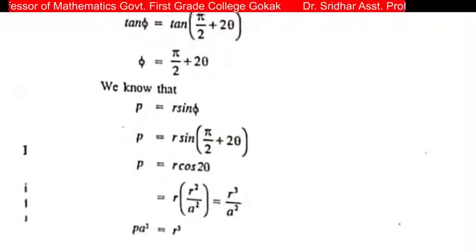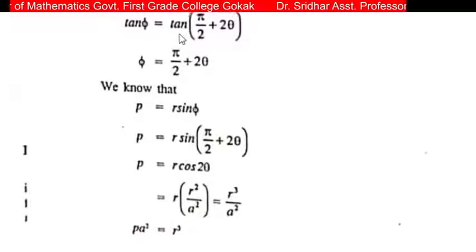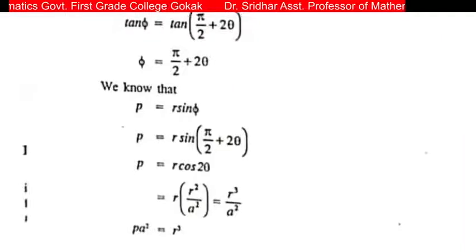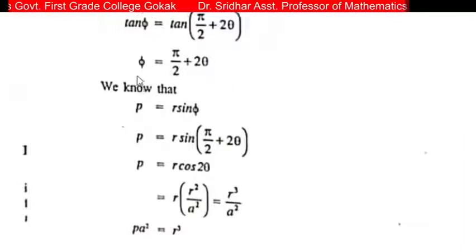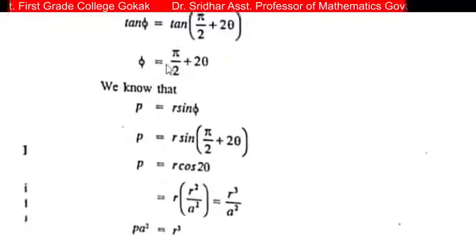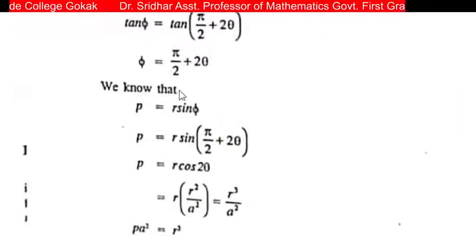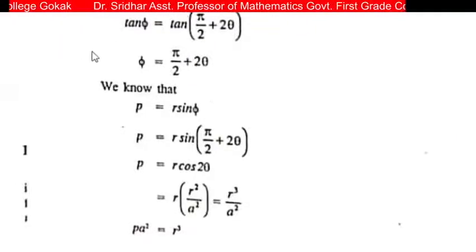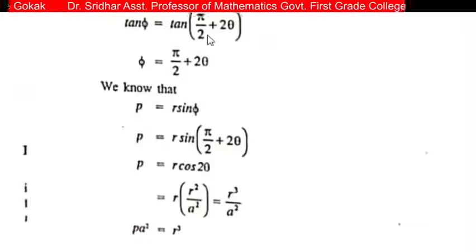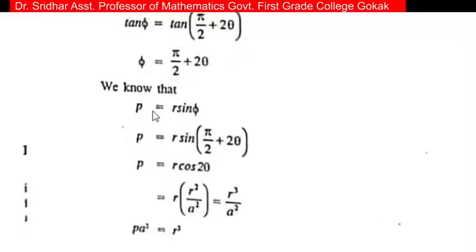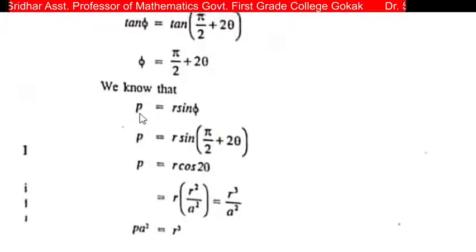Then r into d theta by dr is nothing but tan phi, so tan phi is equal to minus cot 2 theta, which can be written in terms of tan as tan of pi by 2 plus 2 theta. On both sides tan and tan get cancelled, so phi is equal to pi by 2 plus 2 theta. After finding phi, which is the angle between the radius vector and the tangent, we then find P, the length of the perpendicular from the pole to the tangent.